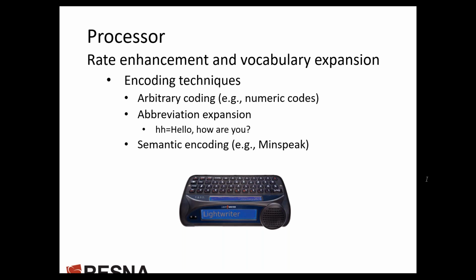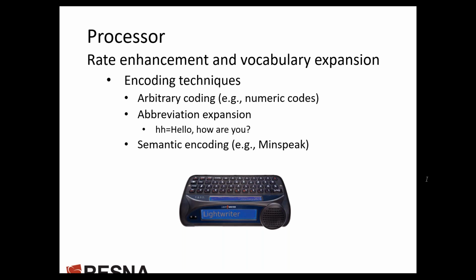Abbreviation expansion is when we're using a couple of different letter combinations to expand that message. So HH, hello, how are you? I'm only having to type HH and not the entire message. But again, it's difficult to remember a lot of these codes and use them as part of a conversation. And the user is going to be limited in the amount of vocabulary that can be recalled with abbreviations or with the arbitrary coding.